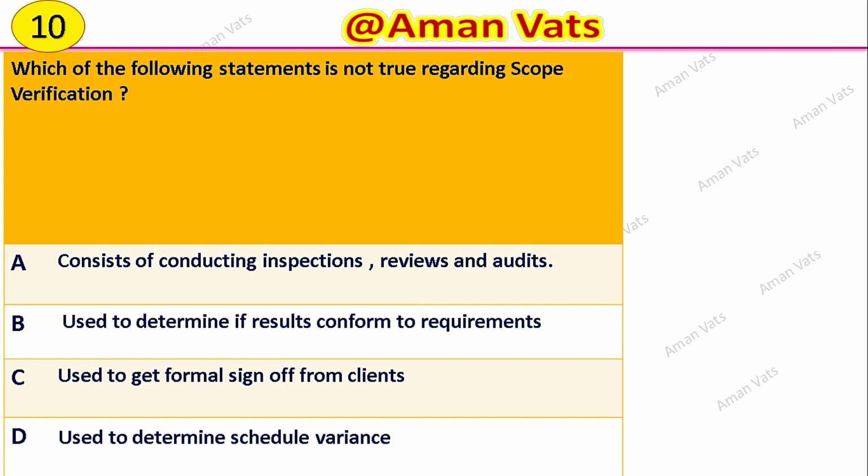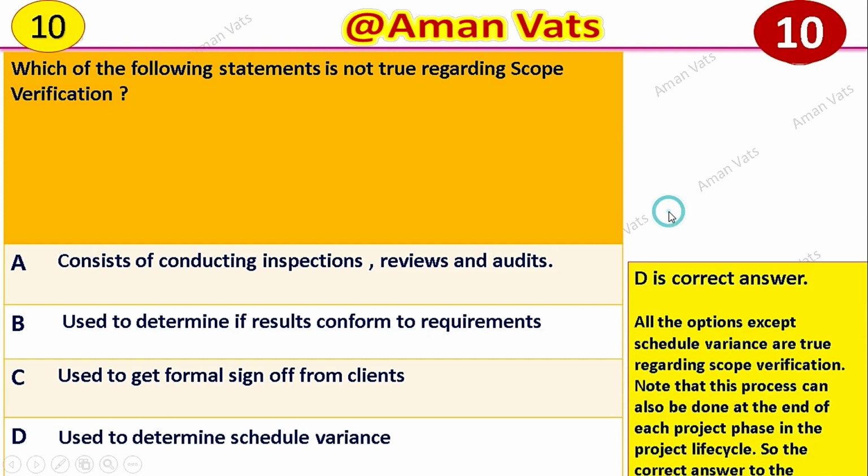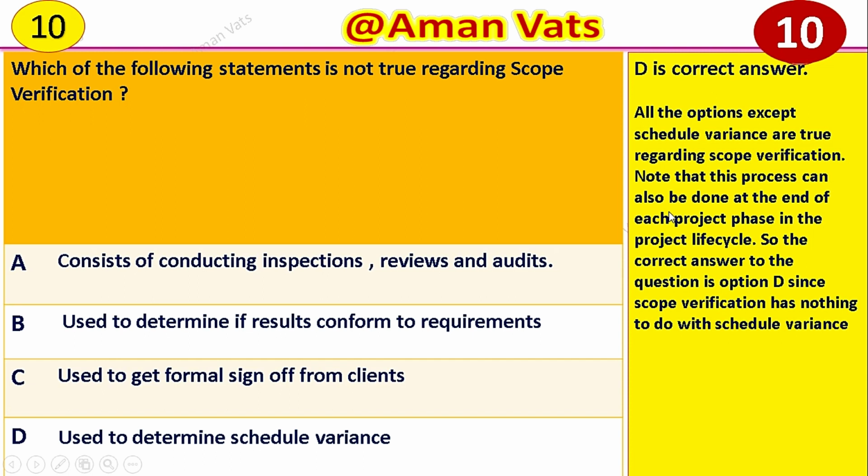Therefore, the answer is C. And this is the final question, question number 10. Which of the following statements is not true regarding scope verification? Pay attention, please. Which of the following statements is not true about scope verification? Okay, and these are your answers. Timing starts. Okay, so the answer is D.